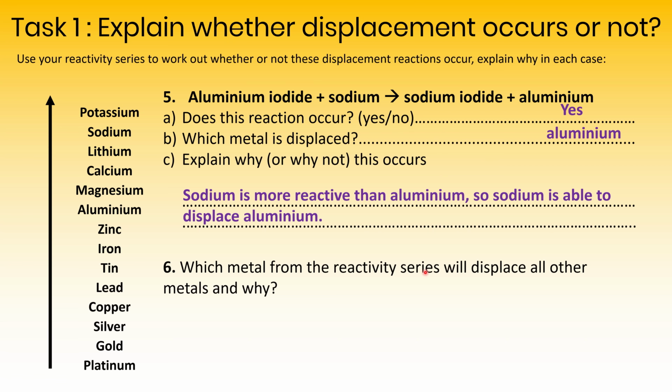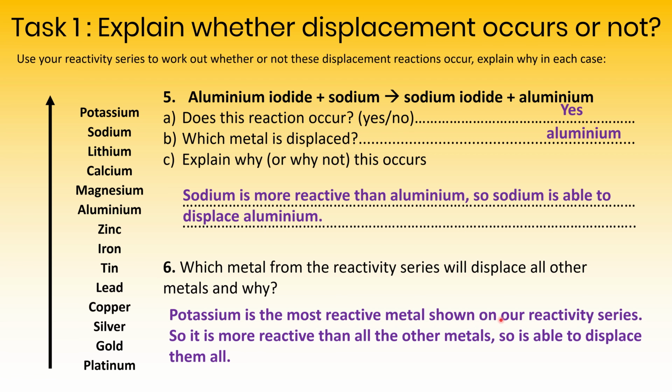Finally, which metal from the reactivity series shown here will displace all other metals and why? Well, the most reactive metal will be able to displace all others. So, potassium is the most reactive metal shown on our reactivity series, so is more reactive than all other metals, so is able to displace them all. Potassium isn't the most reactive metal of all the metals, but it's the most reactive metal that we look at at GCSE.